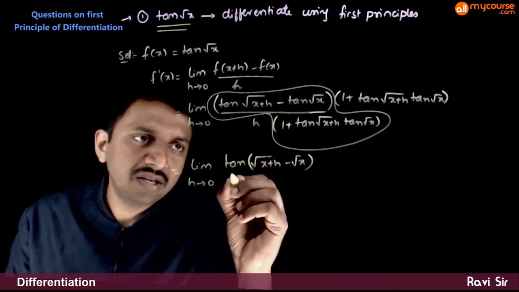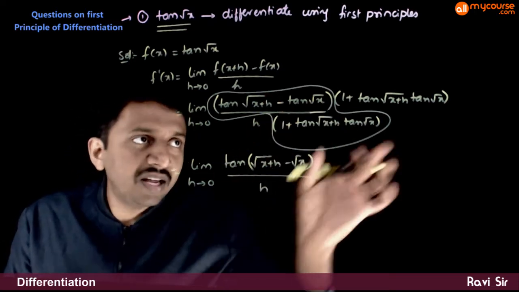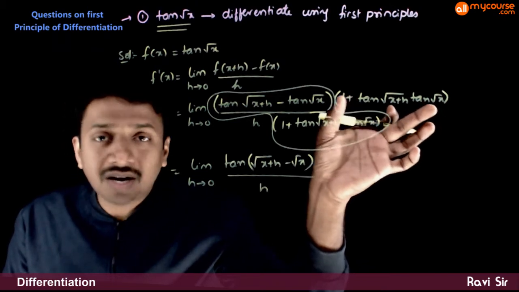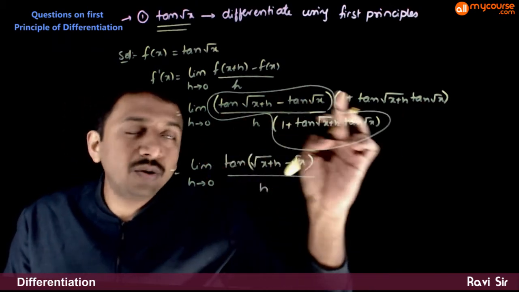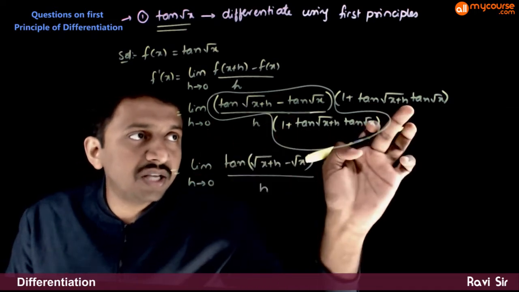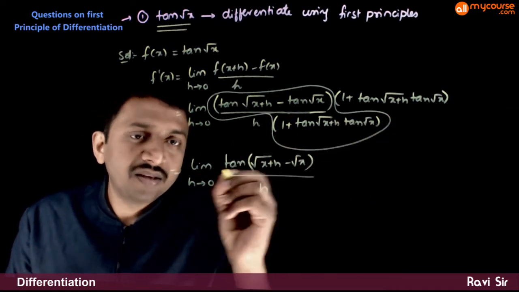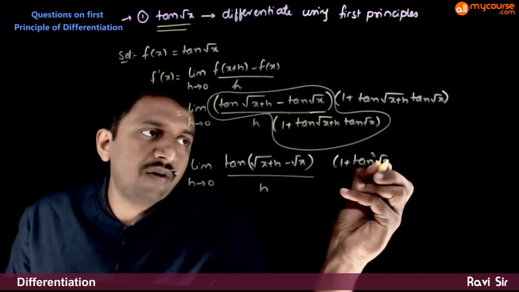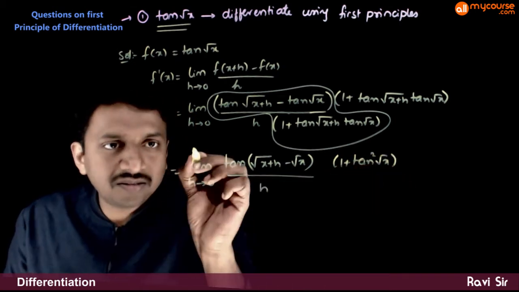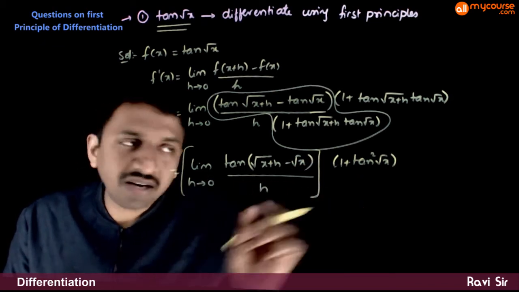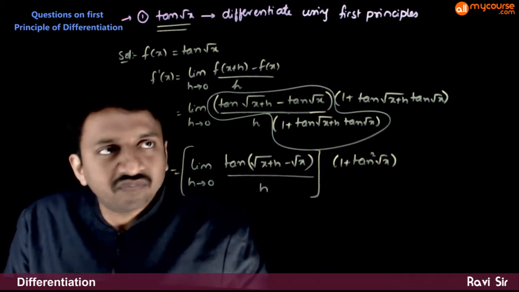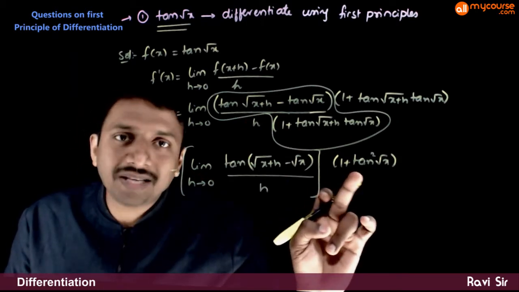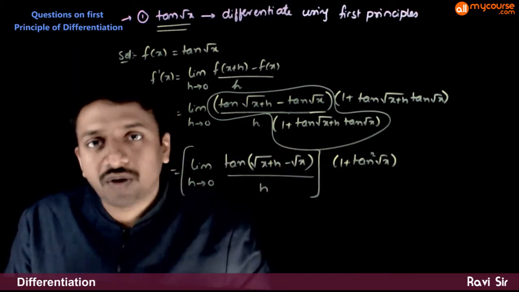This whole expression divided by h into, so this is a non-problematic part. This does not lead to indeterminacy. So you can directly do the substitution. As h tends to 0, this is 1 plus tan square of root x. So this lies in the limit. So this can be separated because there is no indeterminacy in this expression. So 1 plus tan square root x is nothing but secant square root x.